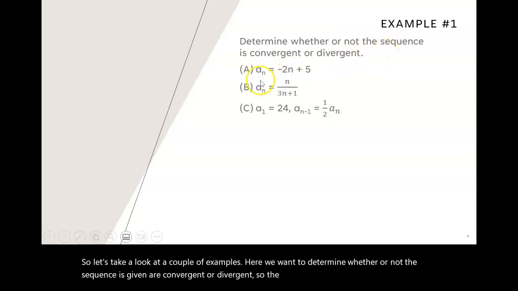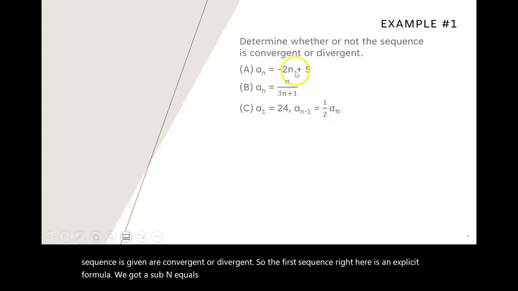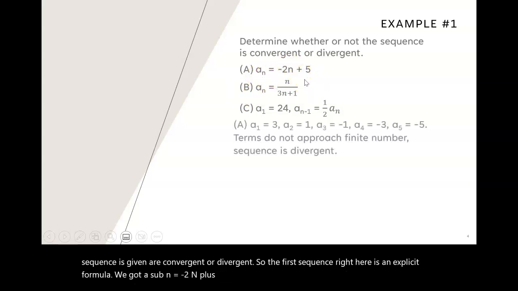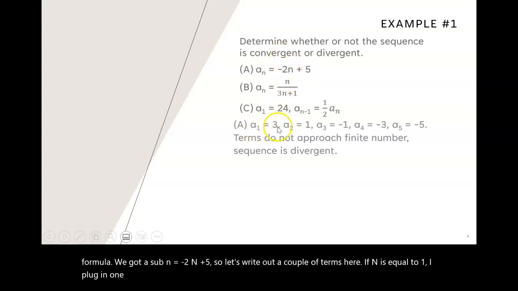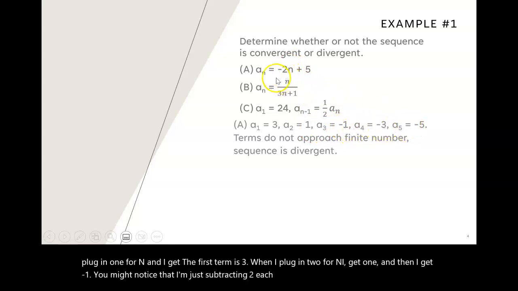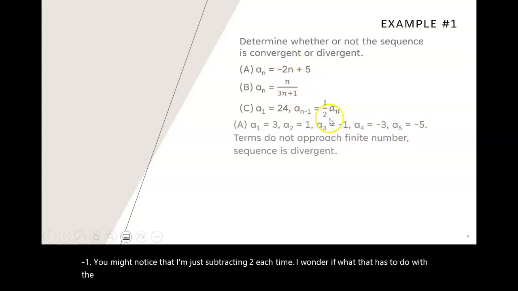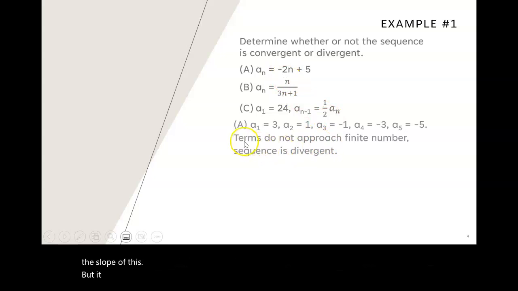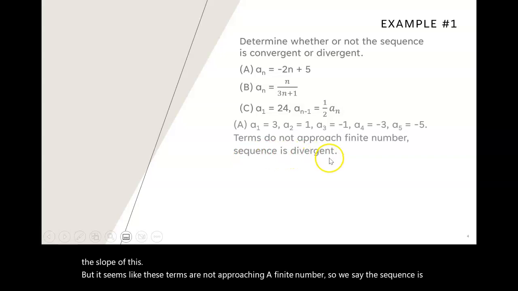So the first sequence right here is an explicit formula. We got a sub n equals negative 2n plus 5. Let's write out a couple of terms here. If n is equal to 1, I plug in 1 for n, and I get the first term is 3. When I plug in 2 for n, I get 1, and then I get negative 1. You might notice that I'm just subtracting 2 each time. I wonder what that has to do with the slope of this. But it seems like these terms are not approaching a finite number, so we say the sequence is divergent.